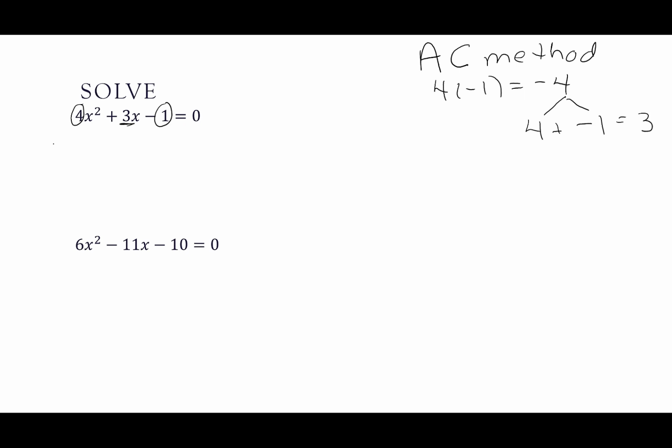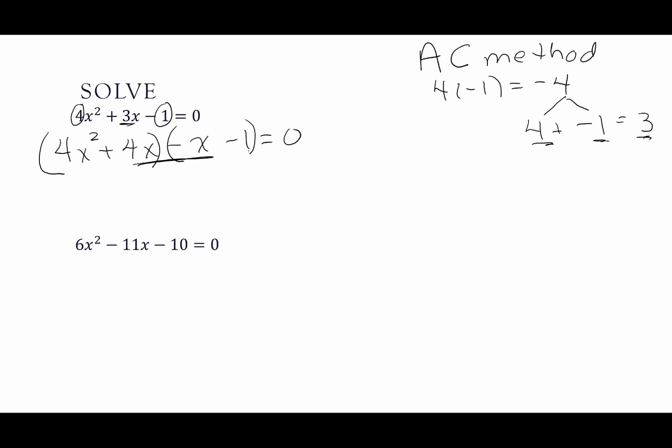So what we're going to do is we're going to keep the 4x squared. And since 3 is equal to 4 plus -1, we're going to write plus 4x minus x minus 1 is 0. So you can still see 4x minus x is still 3. We're just changing the look of this particular equation. Now I'm going to do something called factoring by grouping. So I'm going to take the first two terms, put them together. I'm going to take the second two terms, put them together.